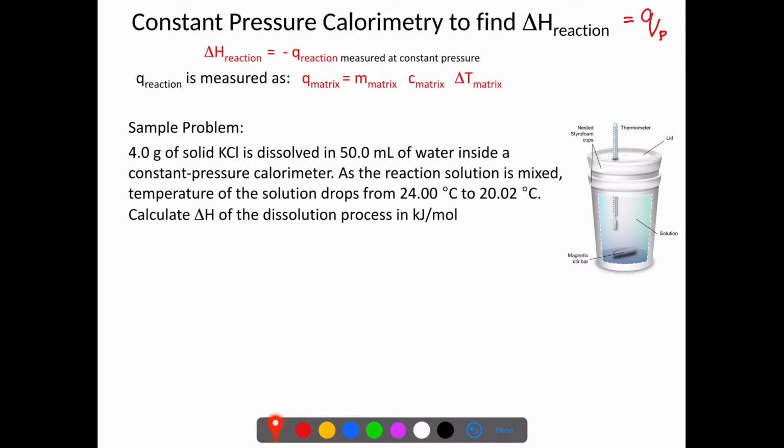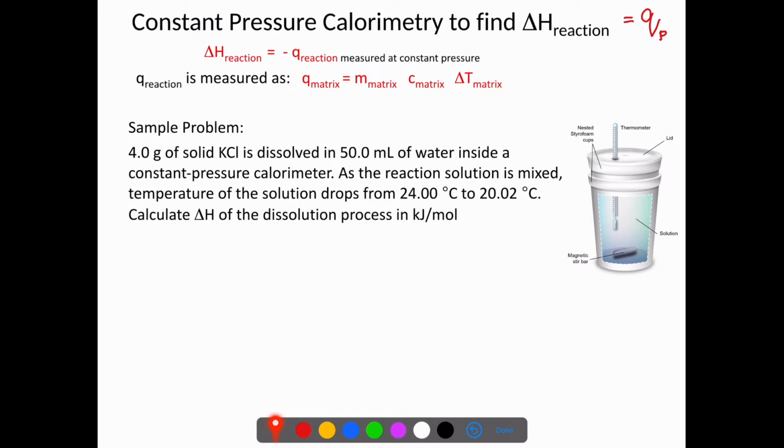All right, here's the first question. 4 grams of solid KCl is dissolved in 50 milliliters of water inside a constant pressure calorimeter. As the reaction solution is mixed, the temperature of the solution drops from 24 to 20.02 degrees Celsius. Calculate the delta H of the dissolution process in kilojoules per mole.